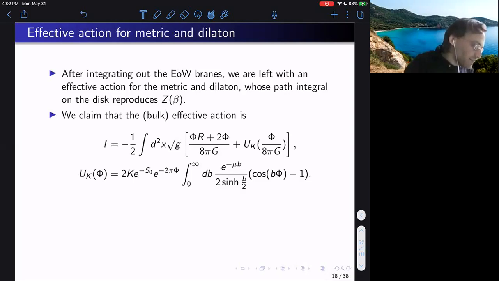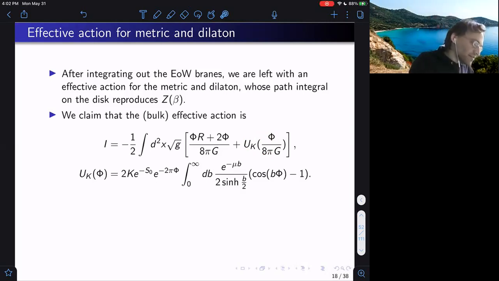So I claim that the effective action is this. I just wrote the bulk term. The boundary term is the same. Basically, I just claim that you get this additional potential for the dilaton after integrating out the end of the world branes. I restored the factors of G Newton just to illustrate that G Newton is not appearing as an overall prefactor for the action.